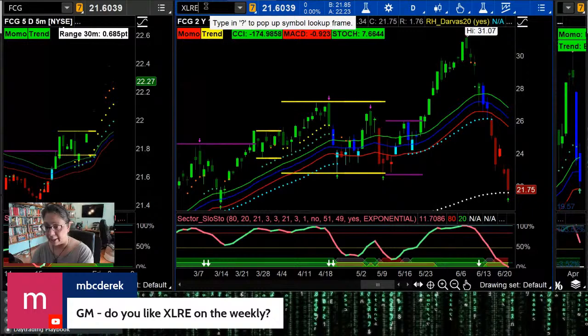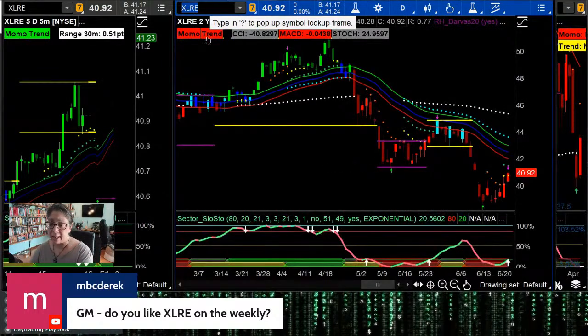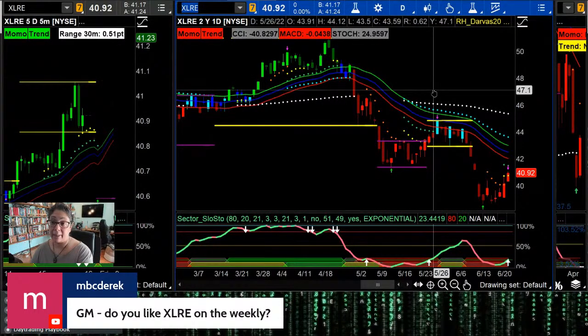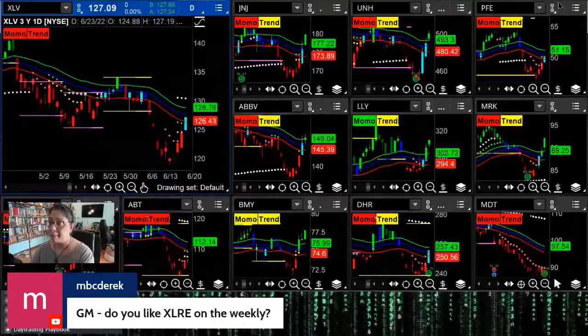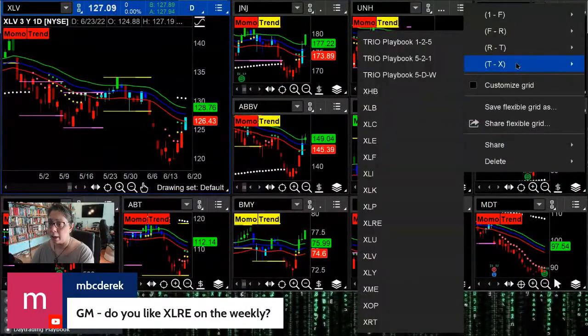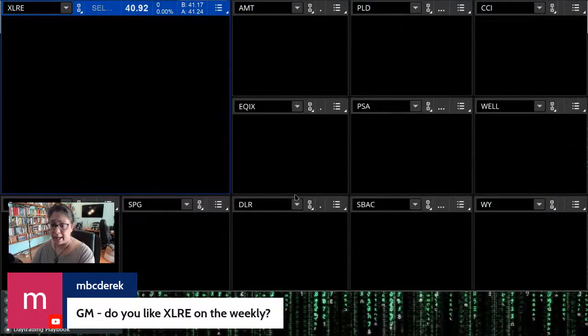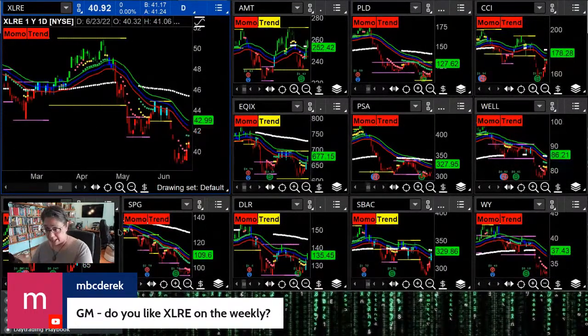All right, next up is XLRE. Do I like XLRE? There are two ways we'll look at this, and it's a downtrend. So I like the idea of a short the rip. The other thing we can do, MB, is pull up XLRE on the multi-chart. I'd have to make sure that the weighting is still in the proper order, which is easy enough to do.